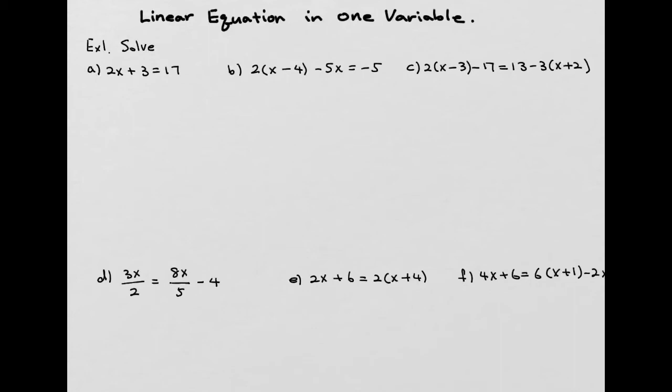Today's lecture, we're going to talk about linear equations in one variable. So we're going to start with a very easy one. We have 2x plus 3 equals 17.